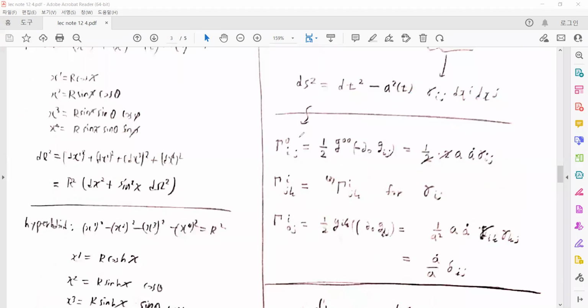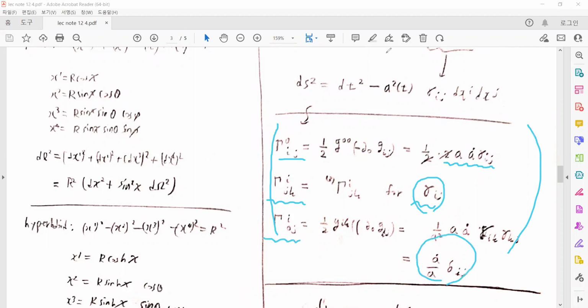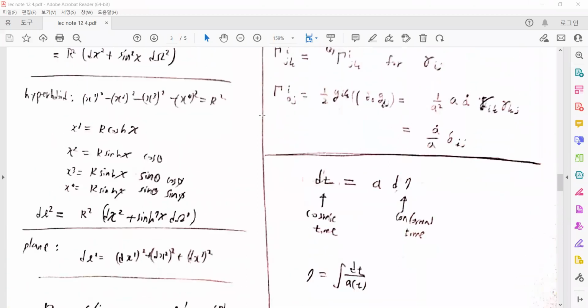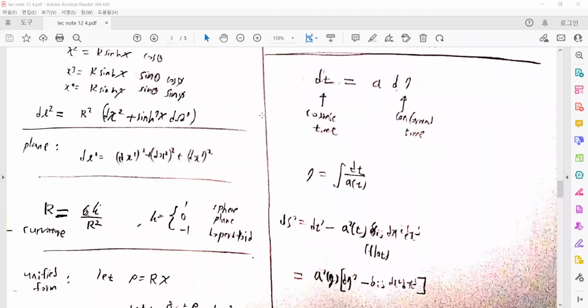From this FLRW metric, we can calculate the Christoffel symbols. First of all, gamma 0ij is represented by a and a dot, and gamma i0j is for the spatial part of the metric, also represented by a dot over a. And also we can calculate the Riemann curvature, and we can also derive the Einstein equations, but I will discuss that in the next sessions.